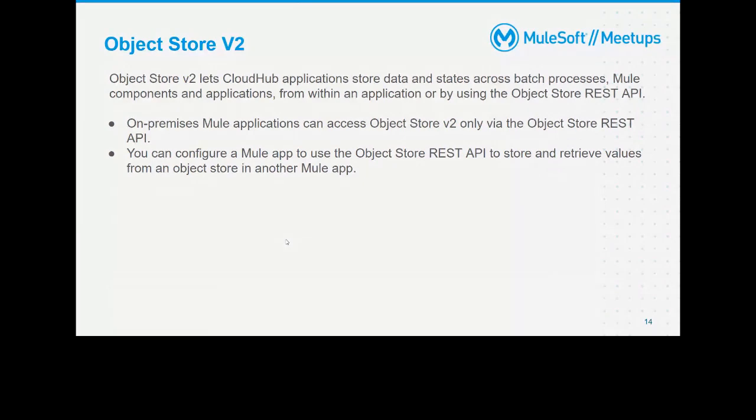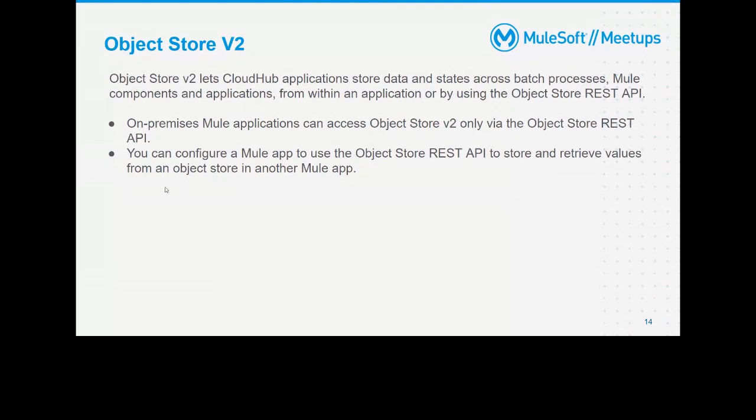Okay, so let's consider you have deployed one application in CloudHub which uses Object Store version 2. Now you want to access some key-value pair from your on-premise application from that CloudHub object store, which is possible using the CloudHub Object Store REST API. We are going to see that particular example.